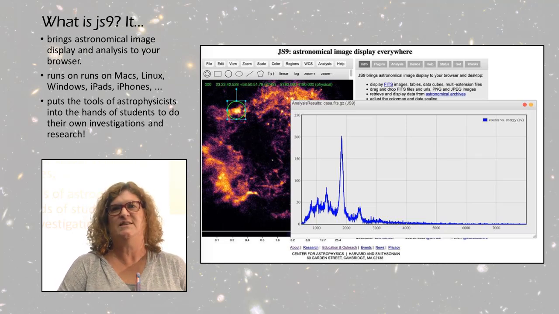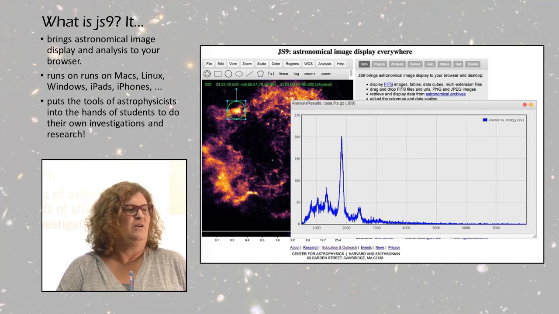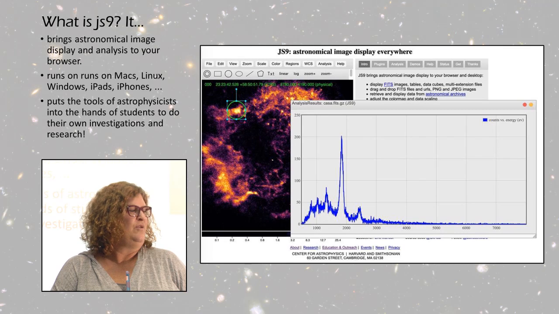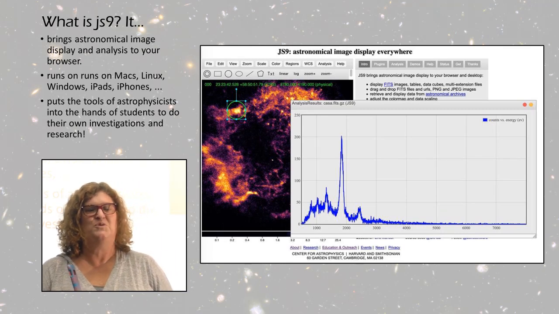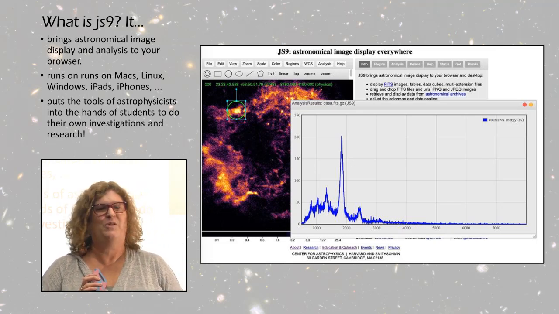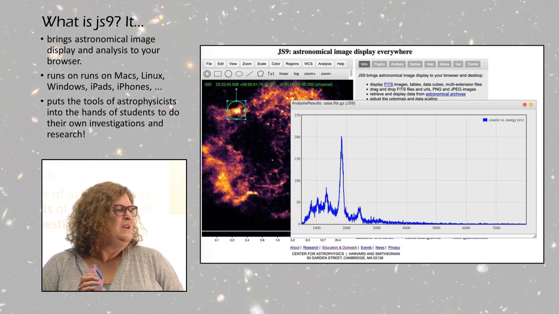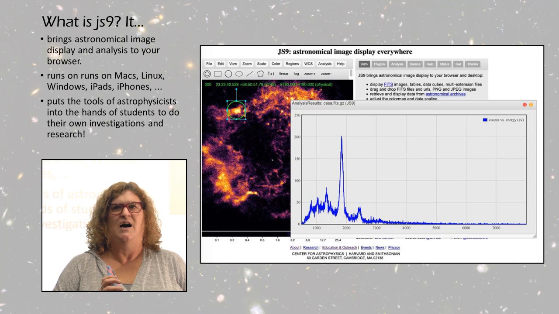The big difference is that JS9 is web-based, so you don't need to download any software to your computer. It runs on Macs, it runs on Windows. I mean, I can use it on my smartphone, which is really cool because I did that at a faculty meeting one day when I was bored. I was playing with the pretty pictures. So it brings image display and analysis of FITS files directly to your laptop, and it's web-based.